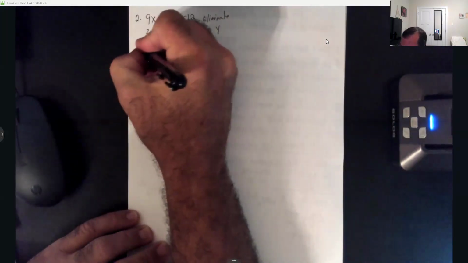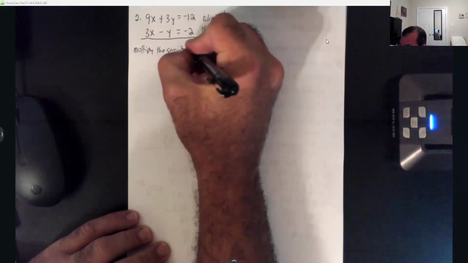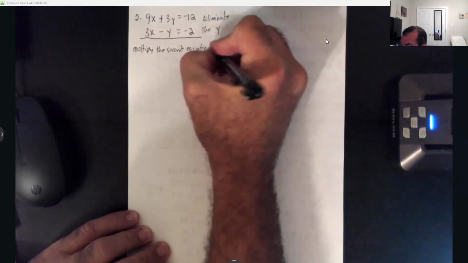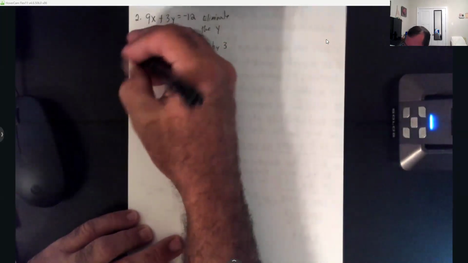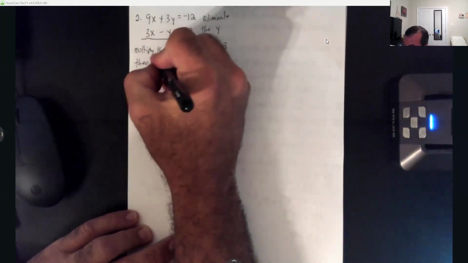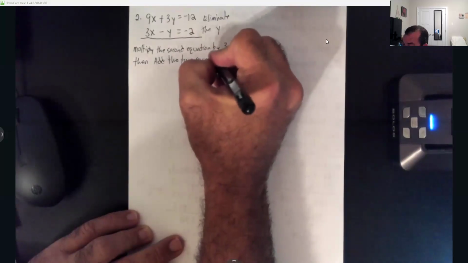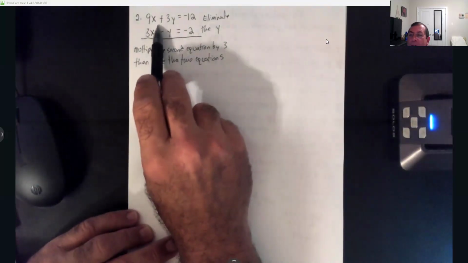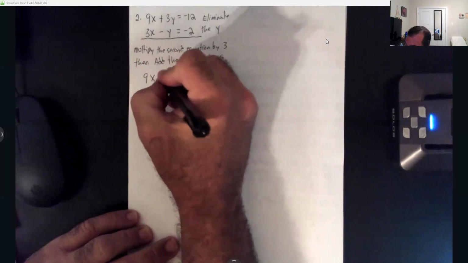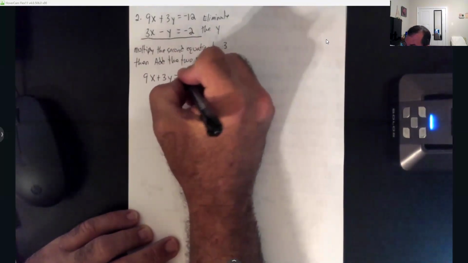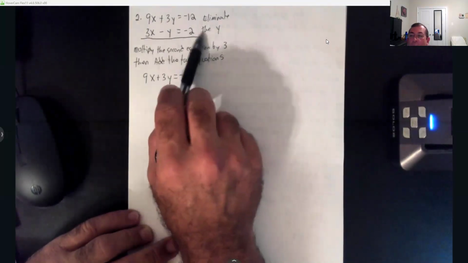So I'm going to multiply the second equation by 3. Once I multiply that whole row by 3, I'm then going to add the 2 equations. So I'm not changing the first equation, so I'm going to bring that down. I got 9x plus 3y equals negative 12. But I do need to change the second equation.